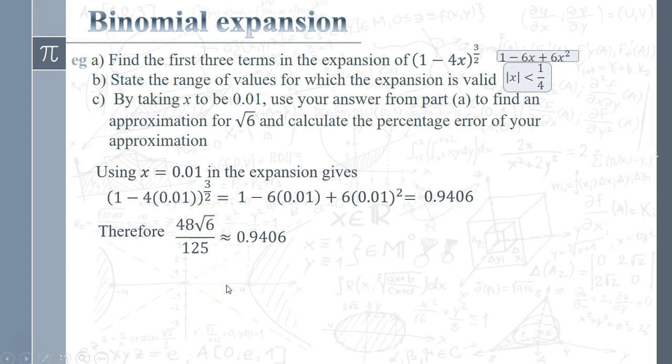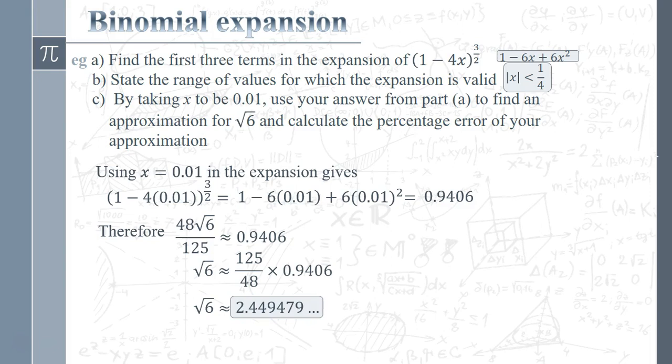So what we've got to do now essentially is just rearrange this to make it say root 6 equals. And that's a fairly straightforward job of just doing times by 125, divide by 48. And there we go. We've got an approximation for the value of root 6, which is 2.449479, and on it goes.